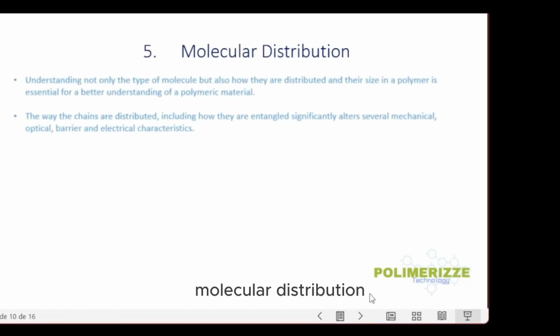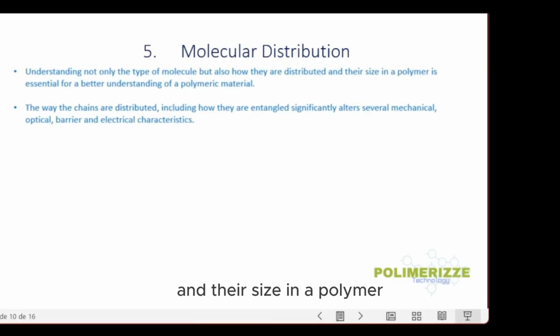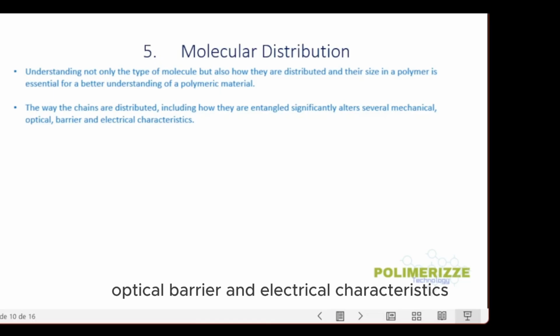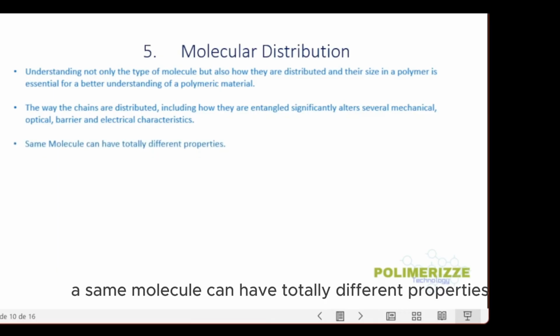Molecular distribution. Understanding not only the type of molecule, but also how they are distributed and their size in a polymer is essential for a better understanding of a polymeric material. The way the chains are distributed, including how they are entangled, significantly alters several mechanical, optical, barrier, and electrical characteristics. For example, the same molecule can have totally different properties.